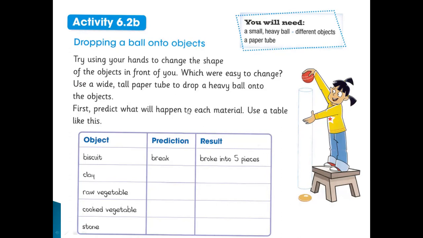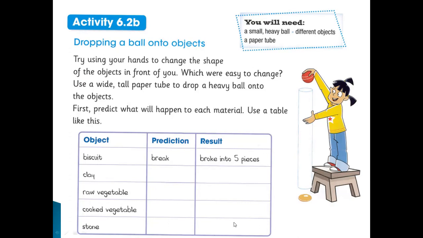First, predict what will happen to each material. Use a table like this. You can see if you put the biscuit and you drop the ball, it's a hard ball, so it falls down and the biscuit broke into five pieces. Clay, okay, changes shape. Raw vegetable, not changed. Cooked vegetable, splashed or flattened. Stone, not broke.